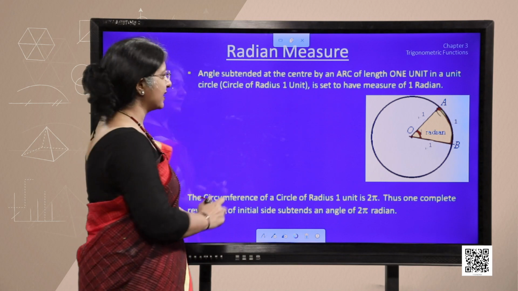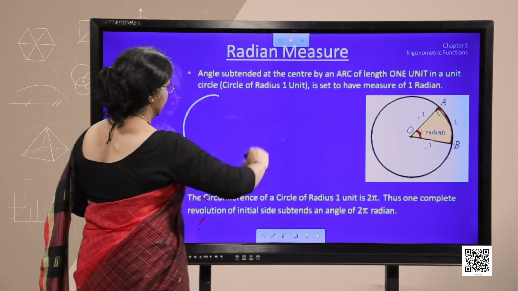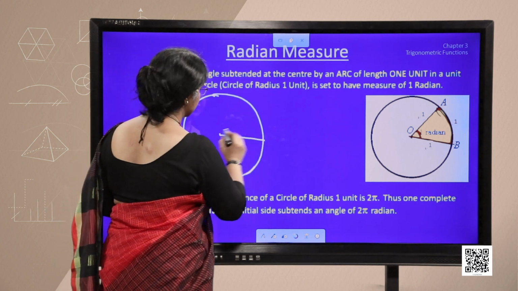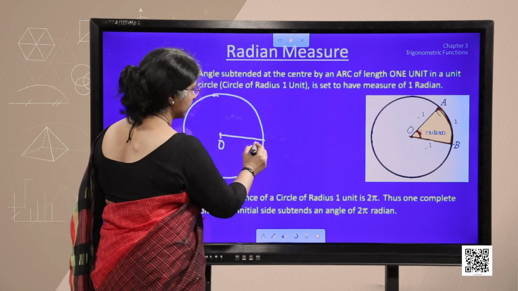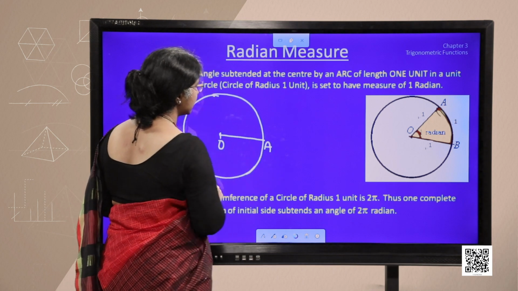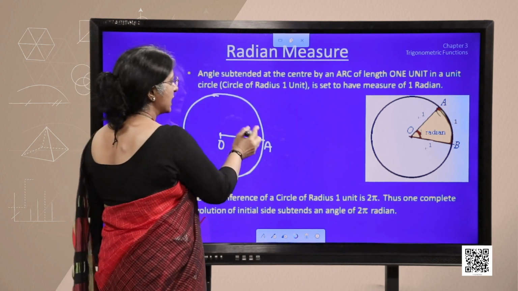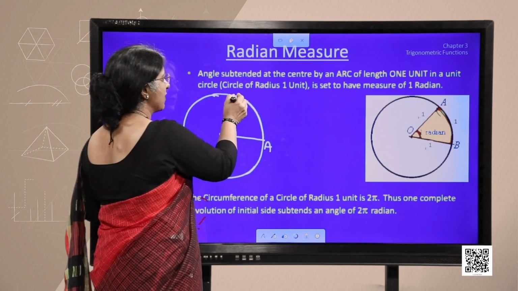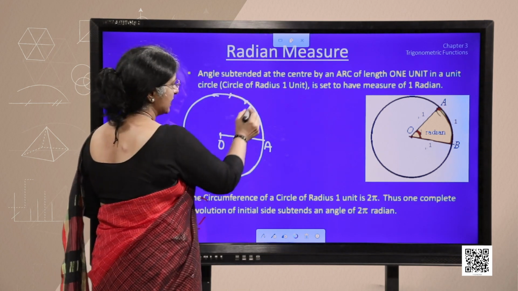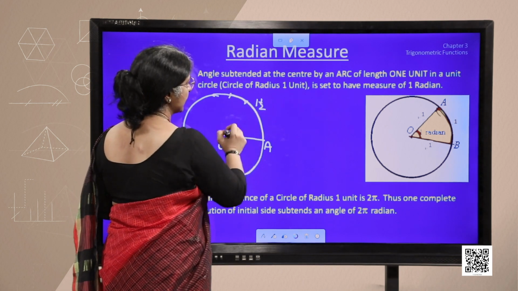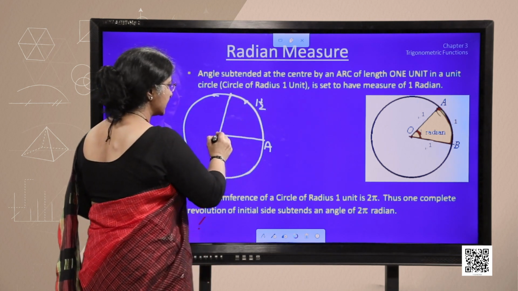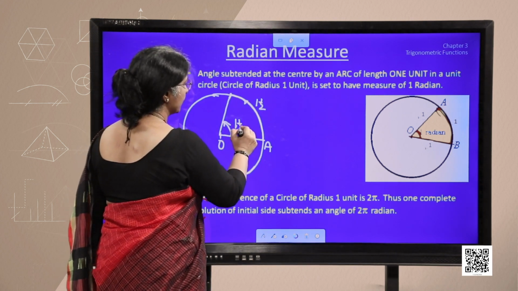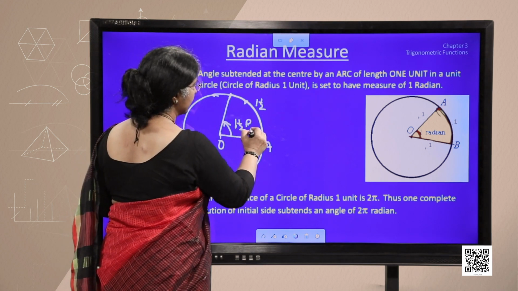Similarly, if we consider another circle with radius 1 unit, meaning unit circle, center is O and this is the initial side, and it moves and traces the length exactly 1.5 times of this radius, then the angle subtended at the center is said to be 1 and 1/2 radian.